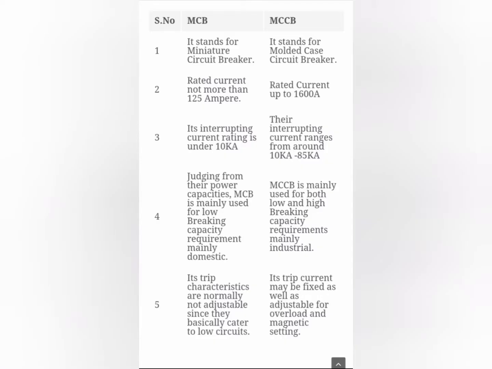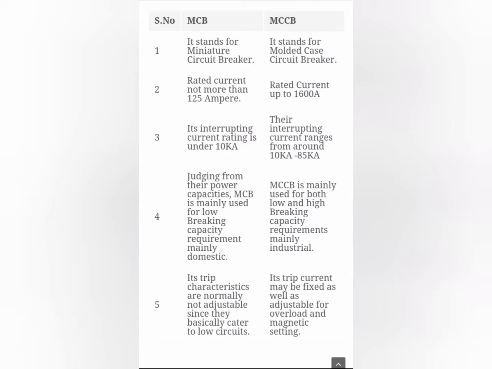Next is the difference between the MCB and MCCB. Normally, MCB is a miniature circuit breaker. MCCB is a molded case circuit breaker. The MCB is rated from 1 amp to 125 amps, and the MCCB is rated up to 1600 amps. The interrupting current rating of an MCB is under 10 kilo amps, which means 10,000 amps, while the MCCB's interrupting current rating is from 10 kilo amps to 85 kilo amps.